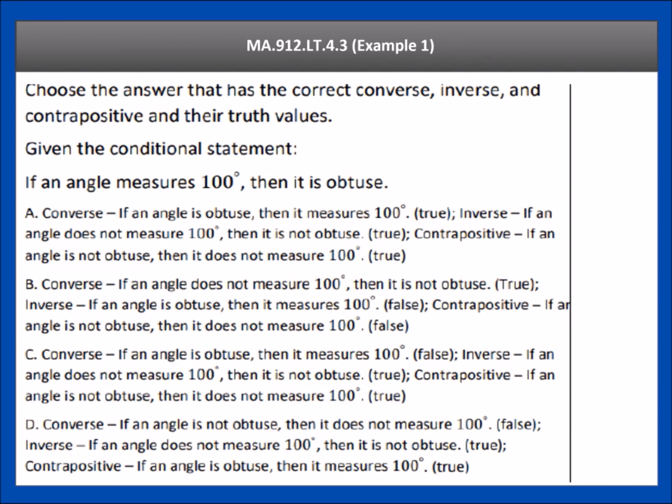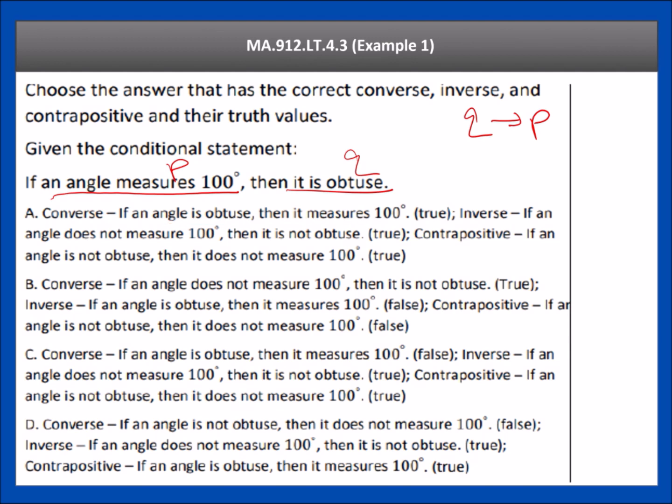So the conditional is if an angle measures 100, then it is obtuse. This is like P, this is like Q, right? So if I switch them and do Q implies P, then I say if it is obtuse, then it must measure 100. So if an angle is obtuse, then it measures 100. That looks good so far.